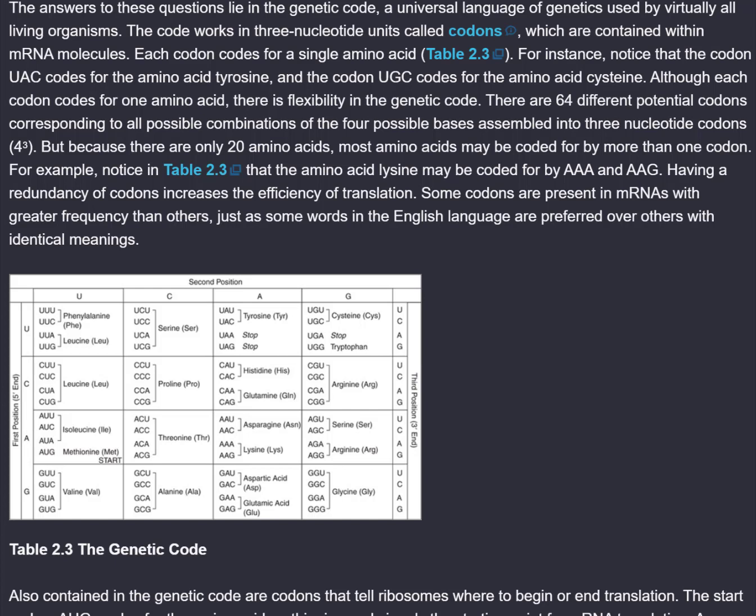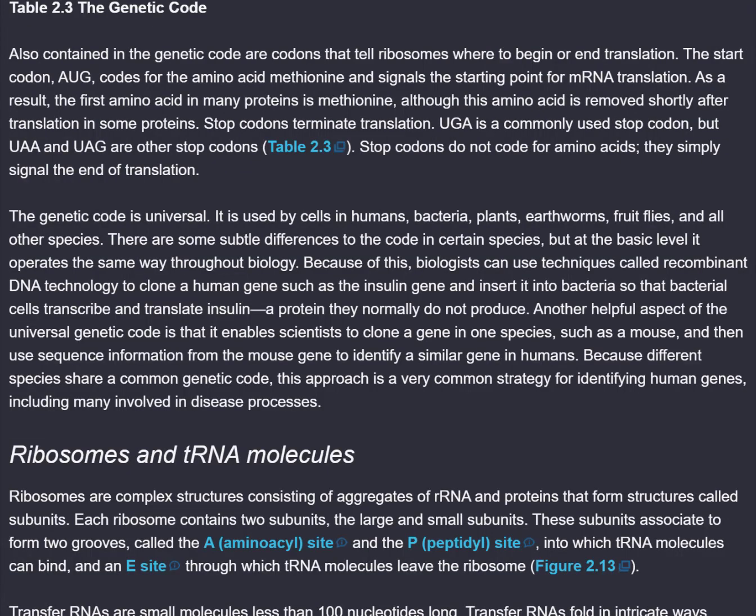There are 64 different potential codons corresponding to all possible combinations of the 4 possible bases assembled into 3 nucleotide codons, 4^3. But because there are only 20 amino acids, most amino acids may be coded for by more than one codon. For example, notice in Table 2.3 that the amino acid lysine may be coded for by AAA and AAG. Having a redundancy of codons increases the efficiency of translation. Some codons are present in RNAs with greater frequency than others, just as some words in the English language are preferred over others with identical meanings. Table 2.3 The genetic code.